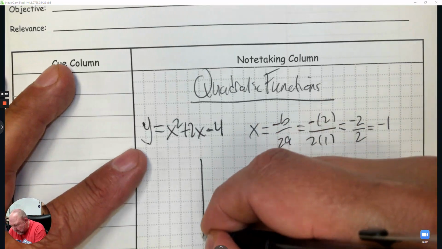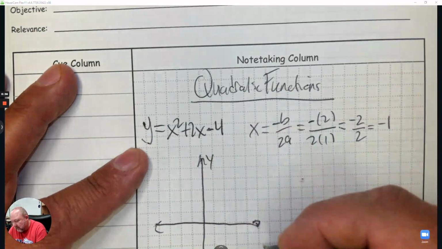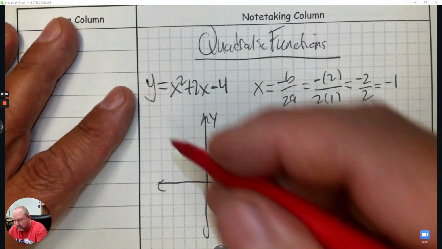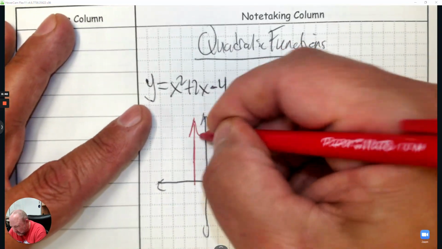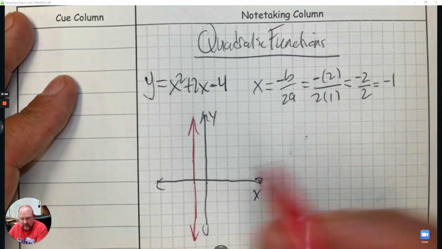So when I draw my graph, the first thing I'm going to do is look for negative 1. And again, if you need to press pause and draw your own graph, do that. So to find negative 1, you start in the middle and go 1 to the left.